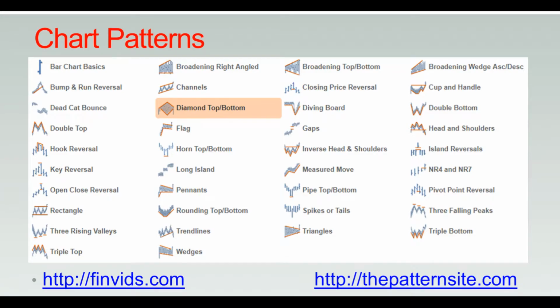Today I'm talking about chart patterns and what to look for, and what considers them valid and not valid. This is what we're going to be looking at, a bunch of these.